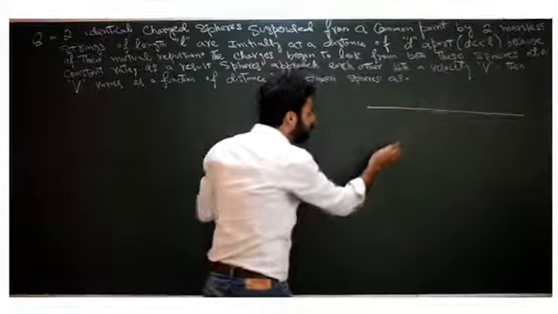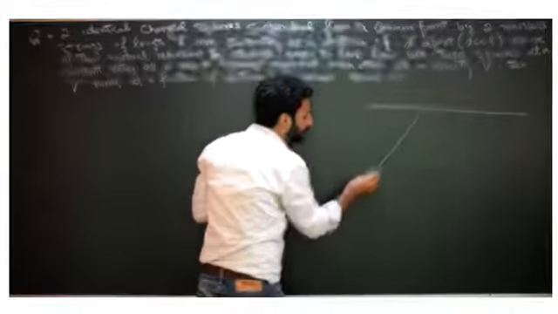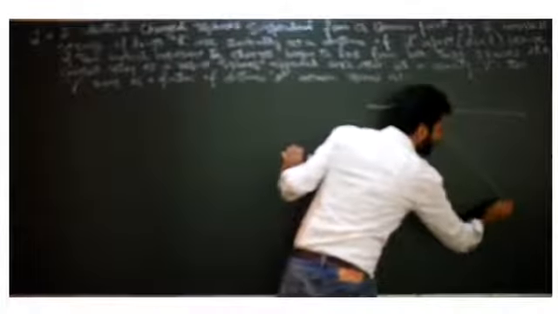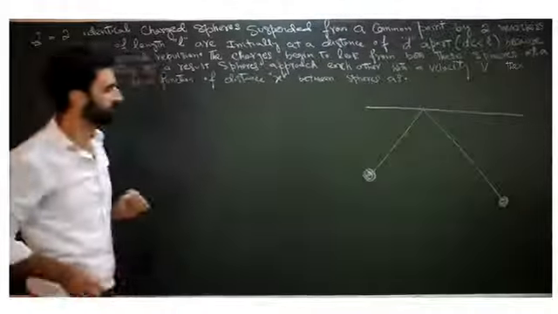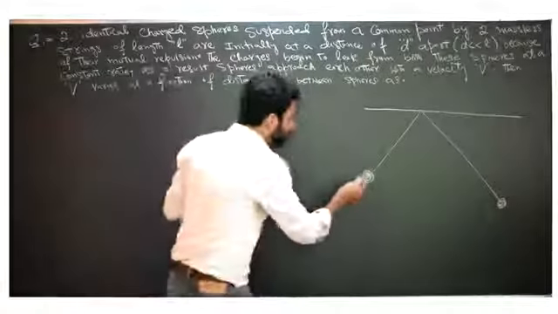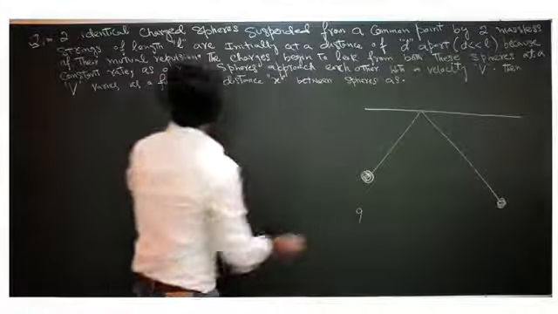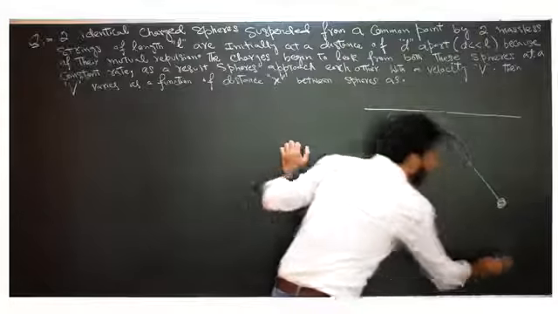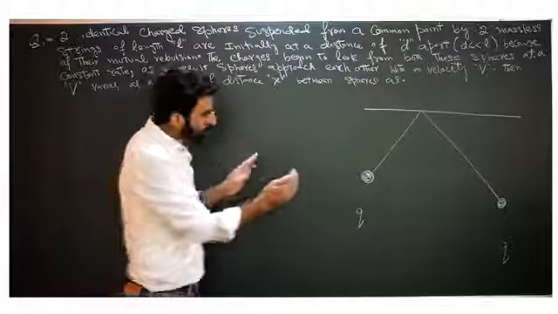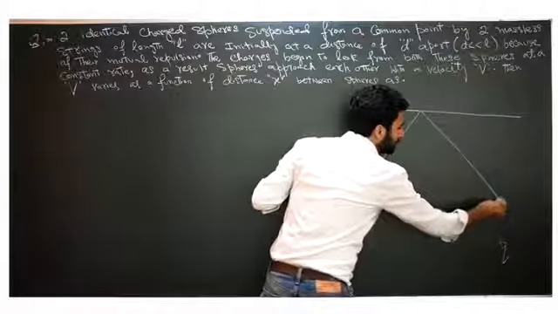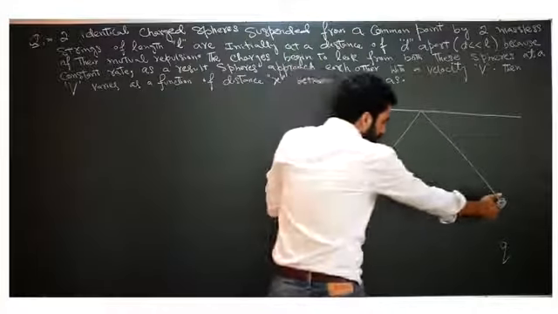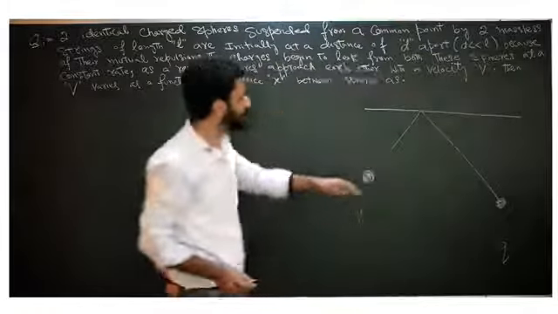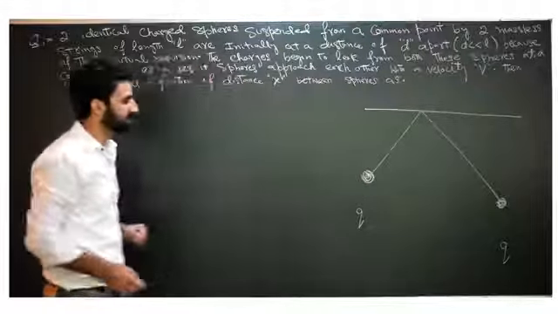Two spheres are suspended from a common point. Let's suppose this is one sphere and this is another sphere. They are suspended from a common point. Let us suppose the charge on this sphere is Q, identical charged spheres, and the charge on this sphere is also Q. Because of the mutual repulsion between these two spheres, they are this much apart. Had the two spheres been neutral, they would have been at their mean position, but because of repulsion, they are held at this distance.